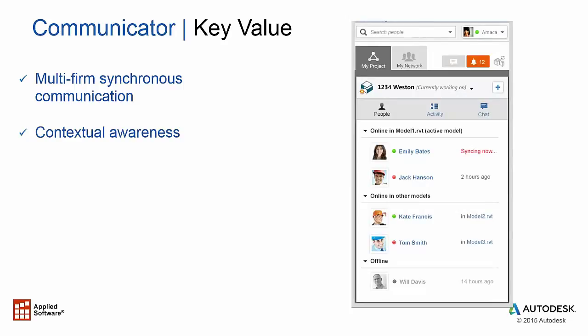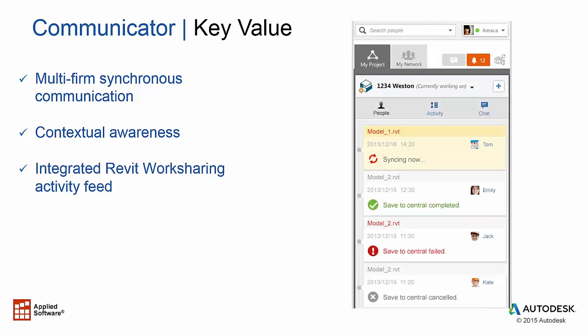Again, there is color coding for the people. You can tell that Emily on this screen has a green button, which means that she is active on the project right now. She is also syncing now, because that's what the status is. While Jack, the person below that, has logged in, the last time he accessed the model was 2 hours ago. So it gives you a very good way to manage the project and have a little bit of accountability in the process.